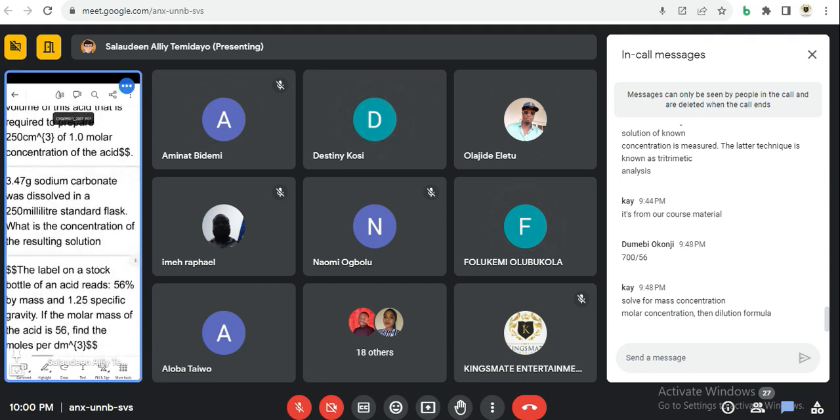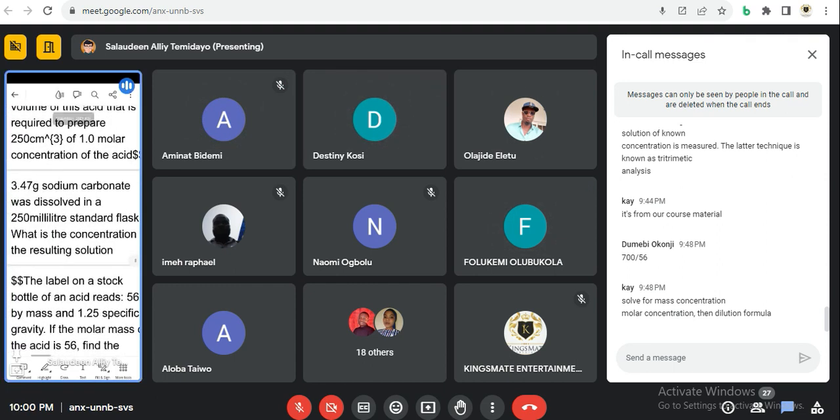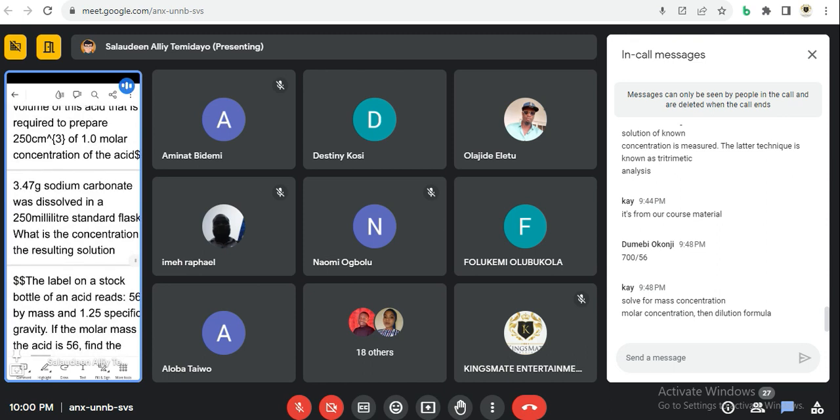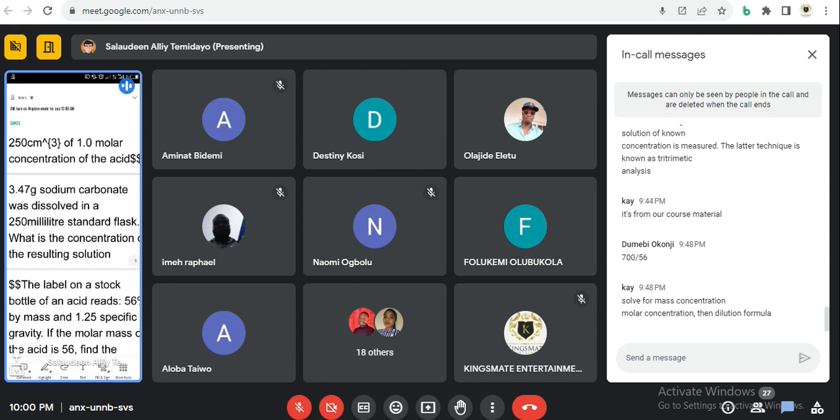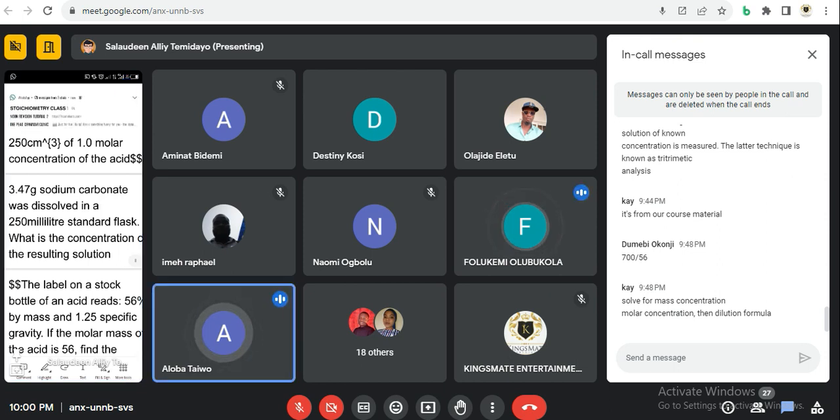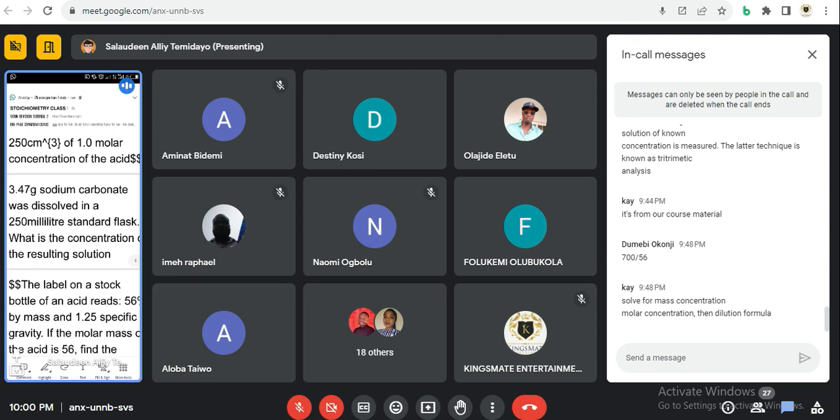3.47 grams of sodium carbonate was dissolved in a 250 milliliter standard flask. What is the concentration of the resulting solution in grams per dm3? Just take the mass over volume in dm3. So volume in dm3 will be 250 divided by 1000. That's 0.25. So 3.47 divided by 0.25 is what?